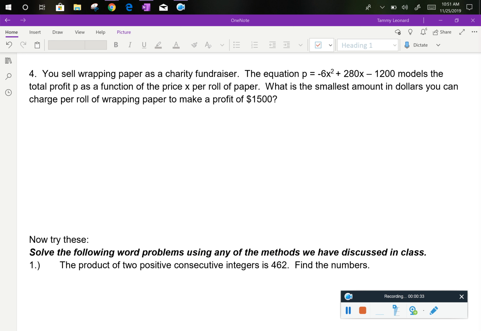It says you sell wrapping paper as a charity fundraiser. The equation P equals negative 6x squared plus 280x minus 1200 models the total profit P as a function of the price x per roll of paper. What is the smallest amount in dollars you can charge per roll of wrapping paper to make a profit of $1,500? All right.